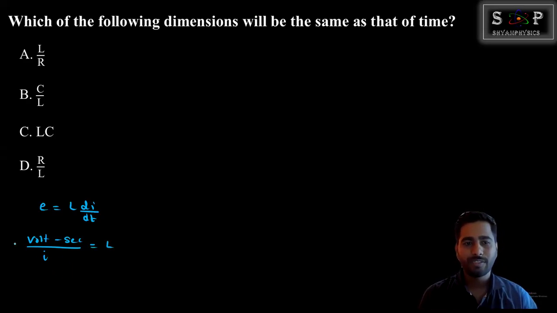For volt, this is the basic formula. Volt we can write as work done per unit charge, and then for time, ampere for second it is time, correct? And then again work done, M L squared T to the power minus 2.